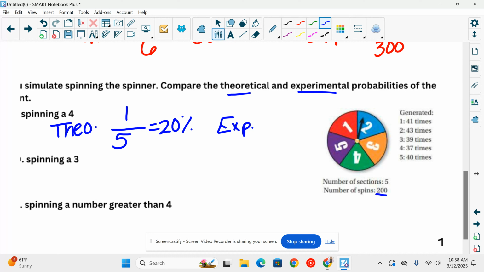Experimentally speaking means we actually did it. How many times did we actually do the experiment? We did a total of 200 times. In that doing, how many times did we roll a 4?